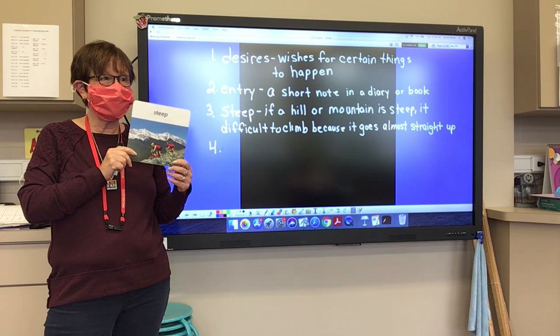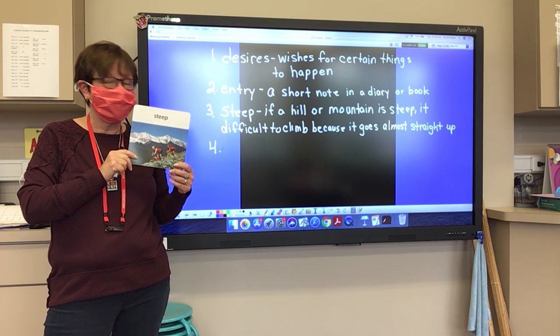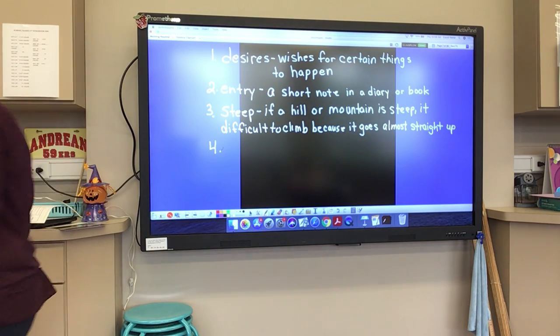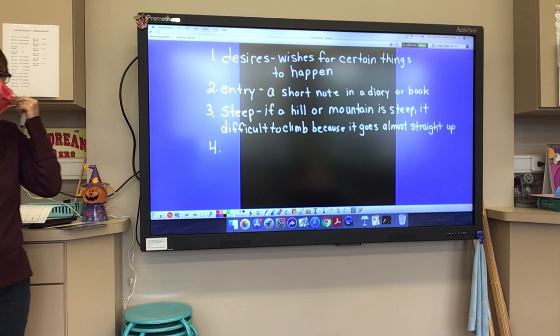Everybody's seen something that looks steep. You're like, oh no, that is steep. I'm afraid that is going to be tricky to fit on those little lines. So you're going to have to be writing very small. We're going to have to do our small writing today. Teeny tiny writing. But in 3rd grade, we should be able to do teeny tiny writing.